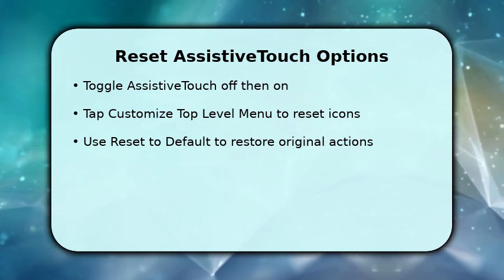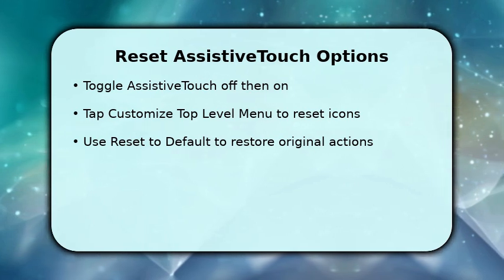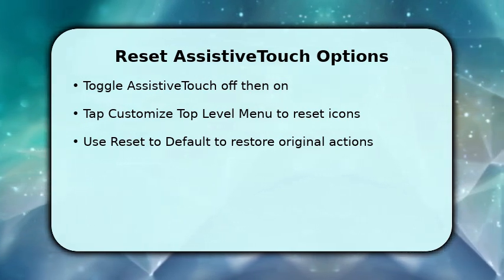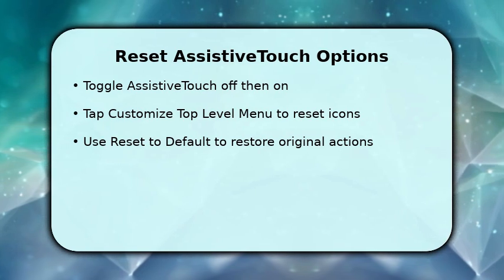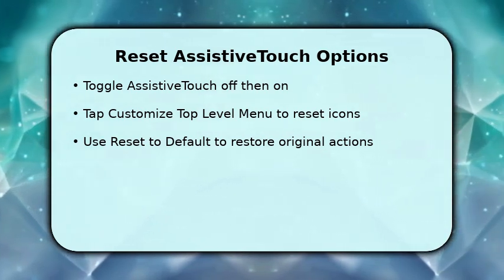If you've assigned custom gestures, go to Create New Gesture and delete any unwanted ones. Once done, the on-screen floating button should behave normally because the default mappings replace corrupt or conflicting shortcuts.